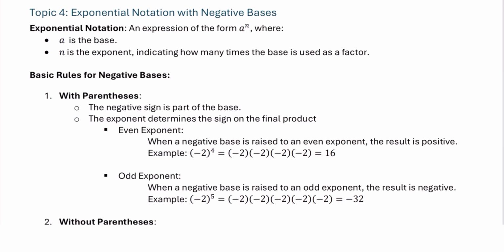We use exponential notation when we have an expression of the form a raised to the nth power. Here a is the base and n is known as the exponent. n is the number of times the base occurs. For example, we could write 2 cubed. That is 2 times 2 times 2, which is 8. Recognize that the base 2 occurs 3 times, which is indicated by the exponent.